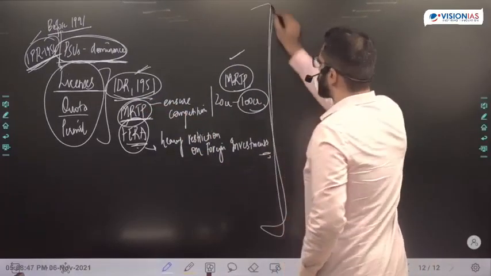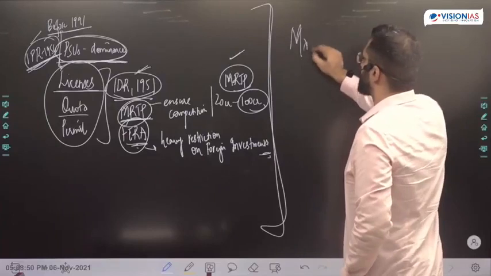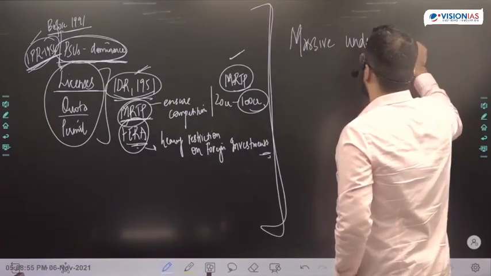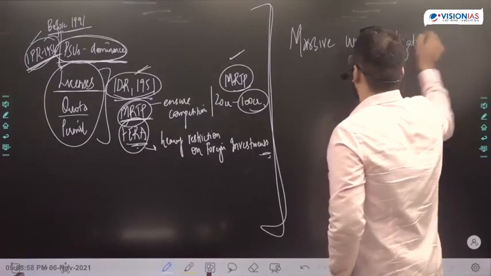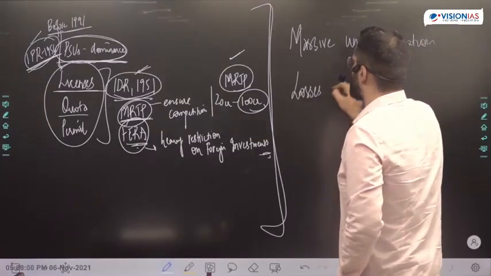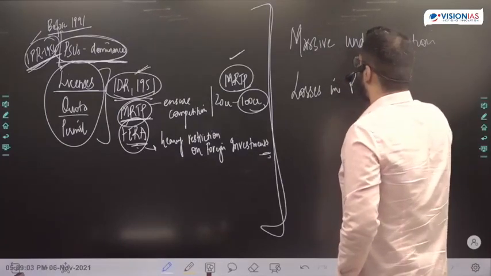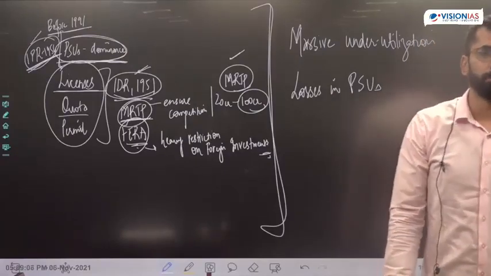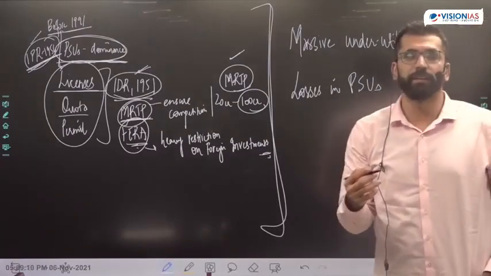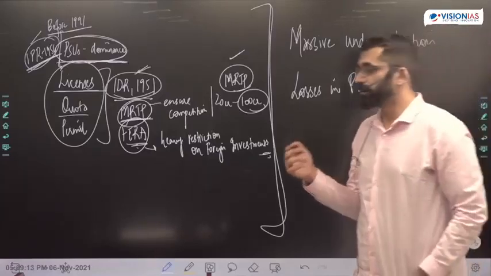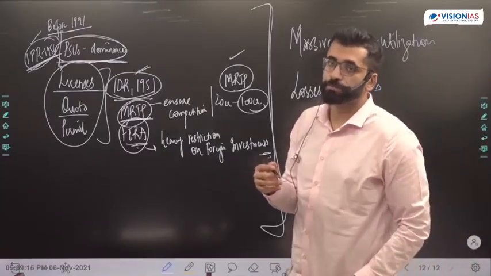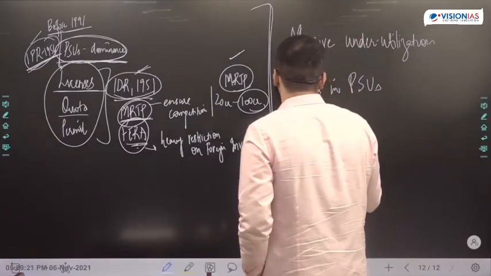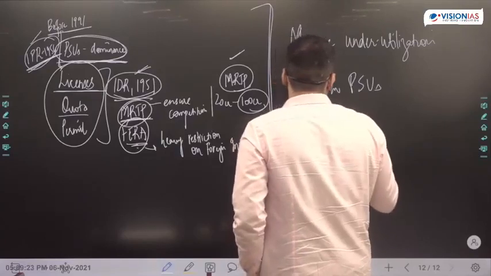The implication of this whole system was massive underutilization. There were losses in PSUs, even where welfare orientation was not there. There were so many losses being faced by the PSUs. Poor pricing strategy, we discussed this in detail. They were not able to get their money out of the business. Loss making PSUs. You had high cost and low quality products.